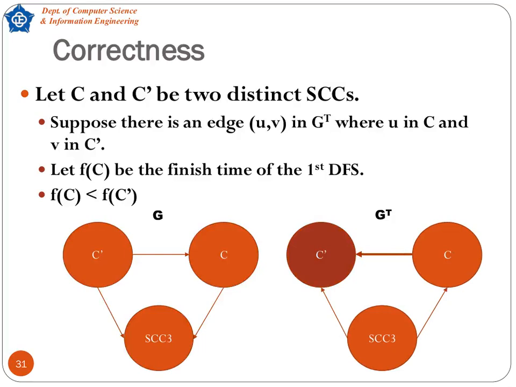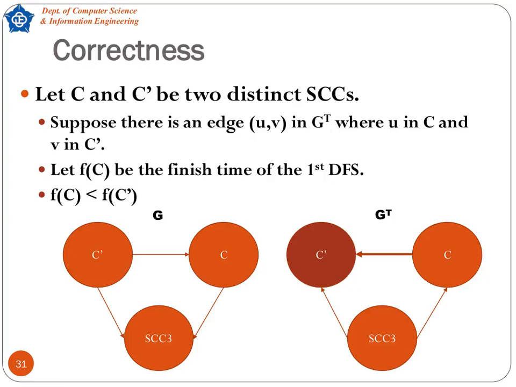Building on our previous claim, let C and C' be two distinct strongly connected components, and suppose in the transpose graph there's an edge from some u in C to some v in C'. We'll denote by f(C) the finish time of C during our first depth first search. The key claim is that f(C) is strictly less than f(C').